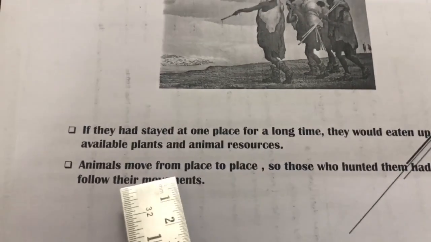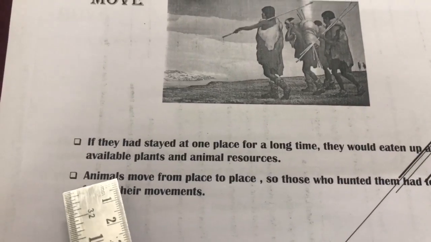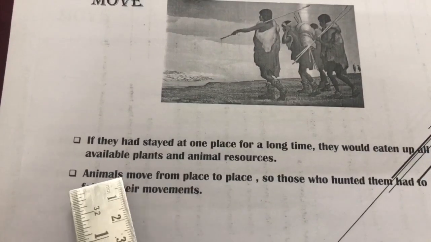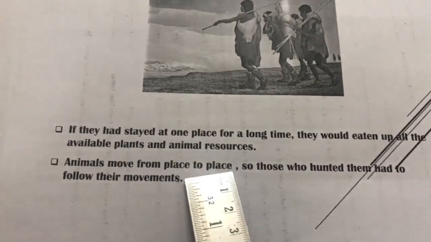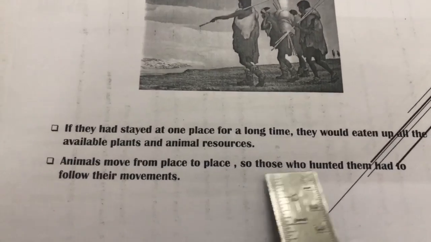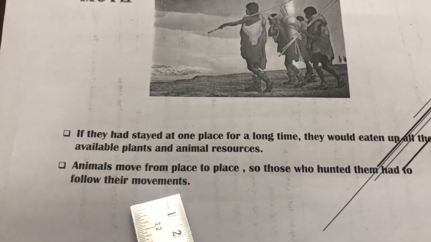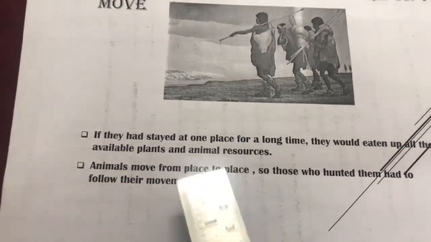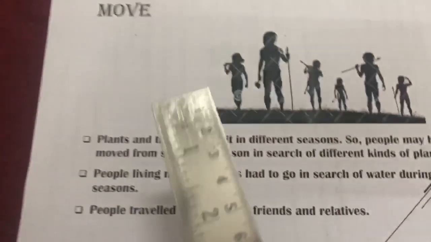Second point, they hunt animals, right children? So they have to run after these animals. These animals don't stay at one place. They move from one place to another. So those who hunted them had to follow their movements, and that is why they also moved from one place to another.